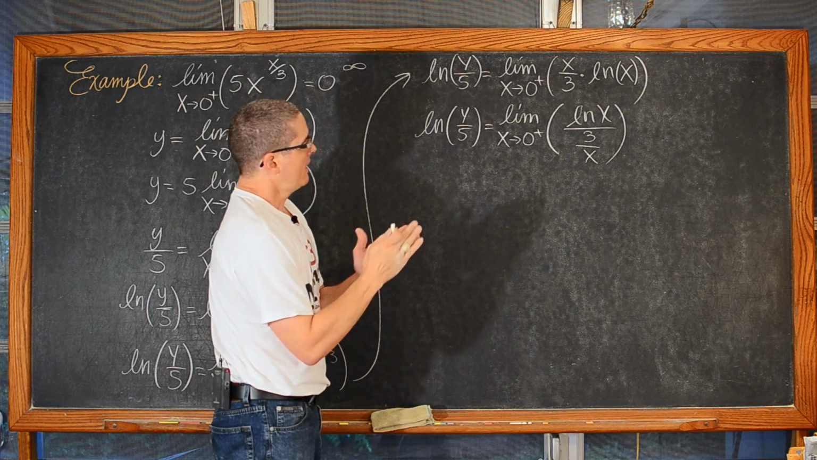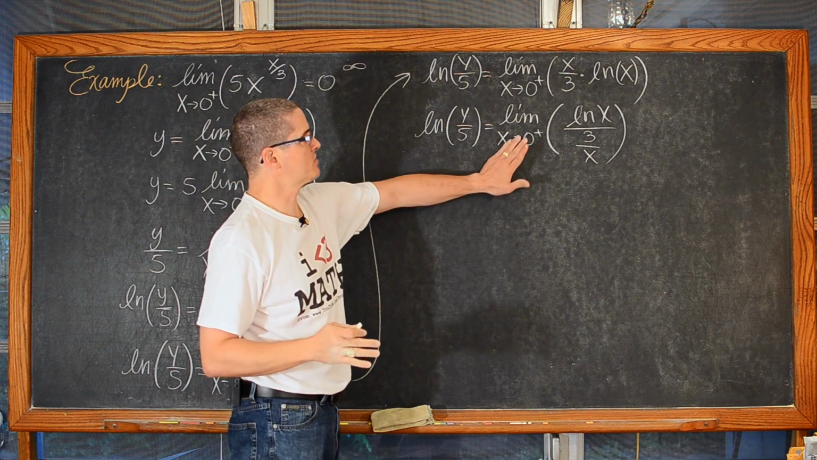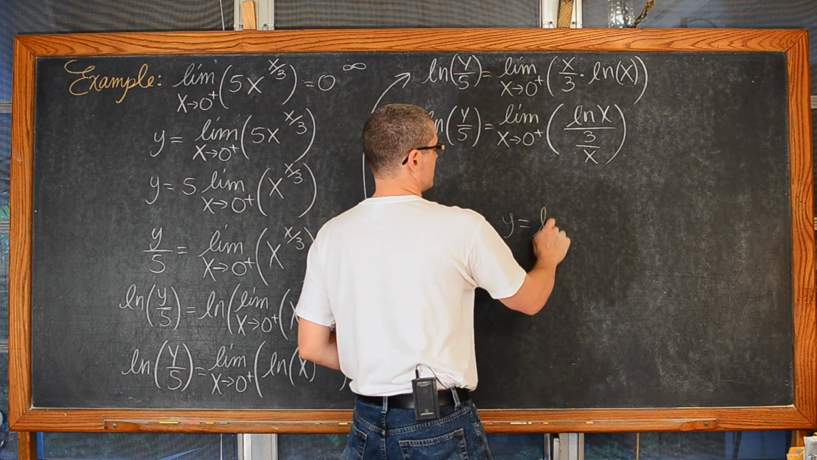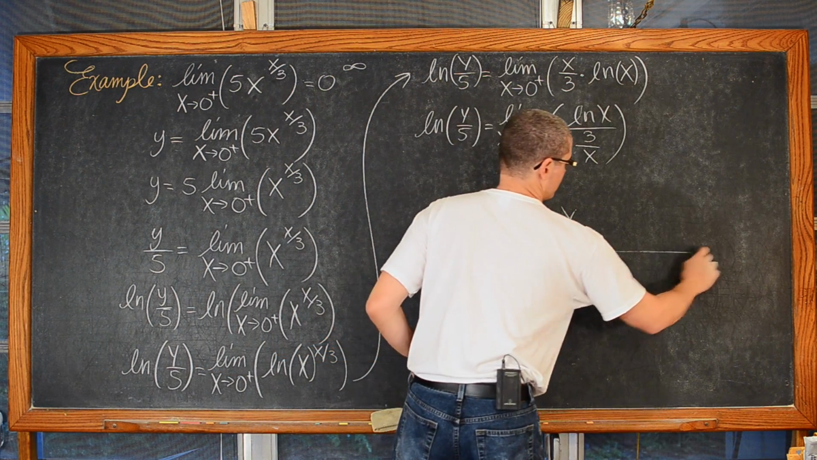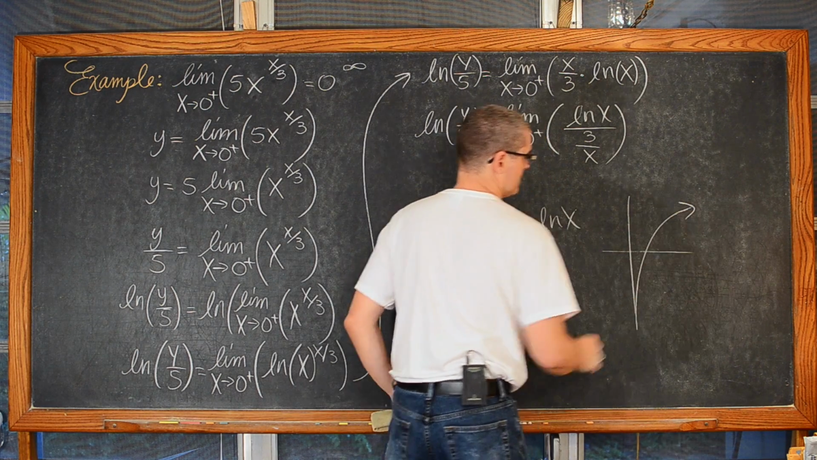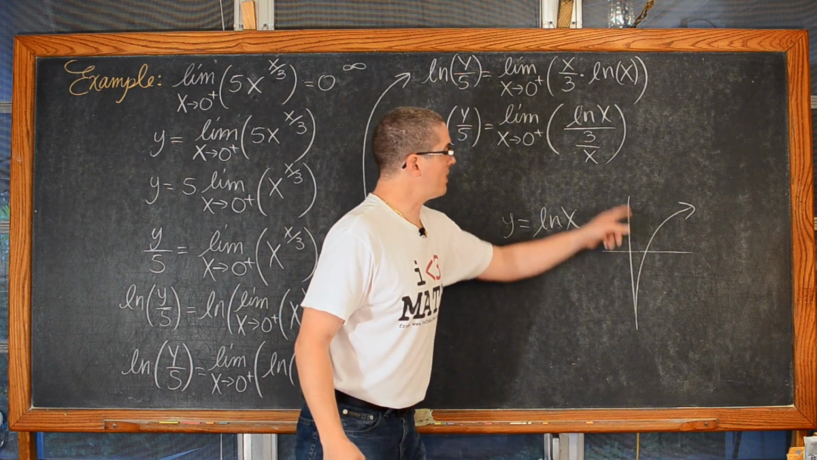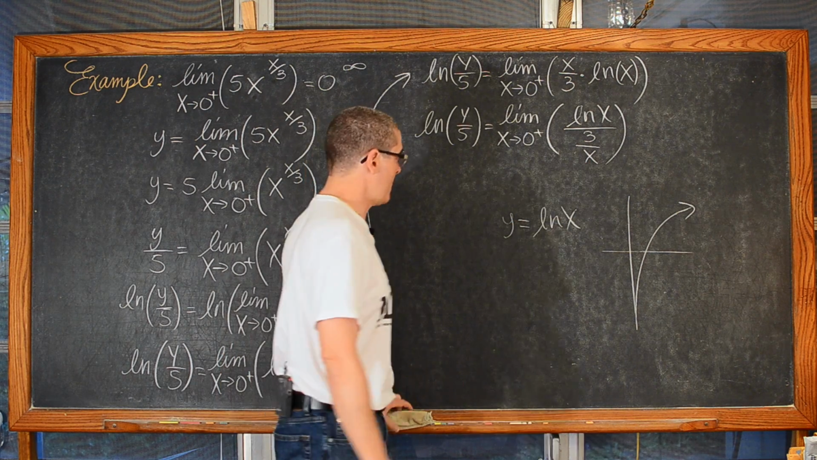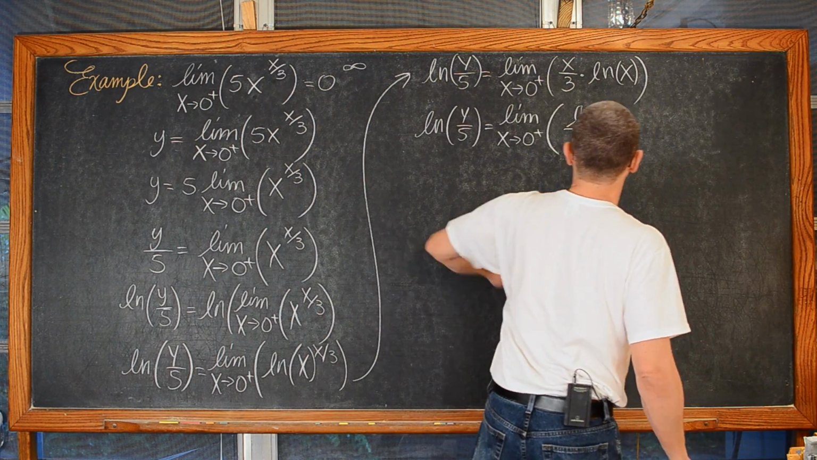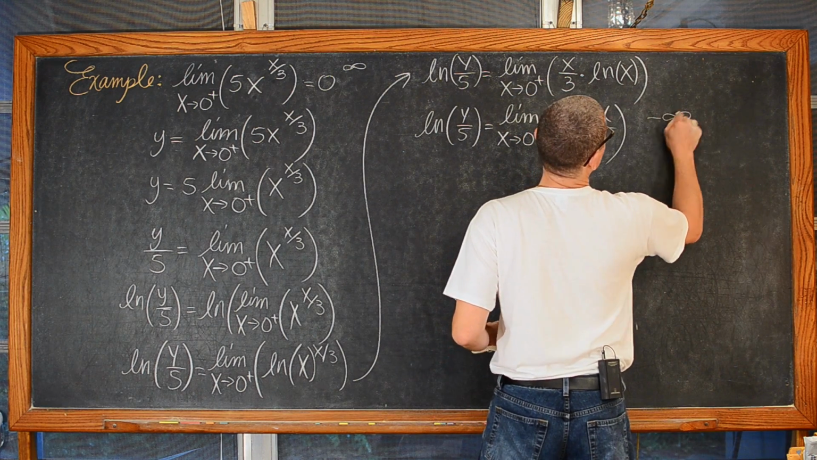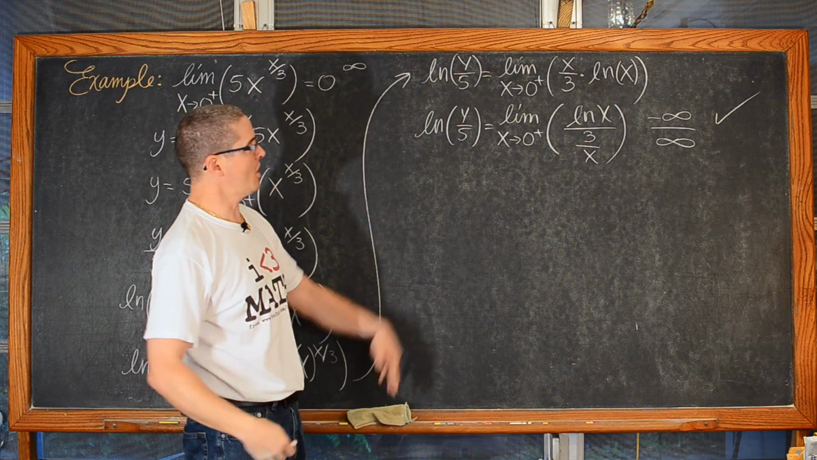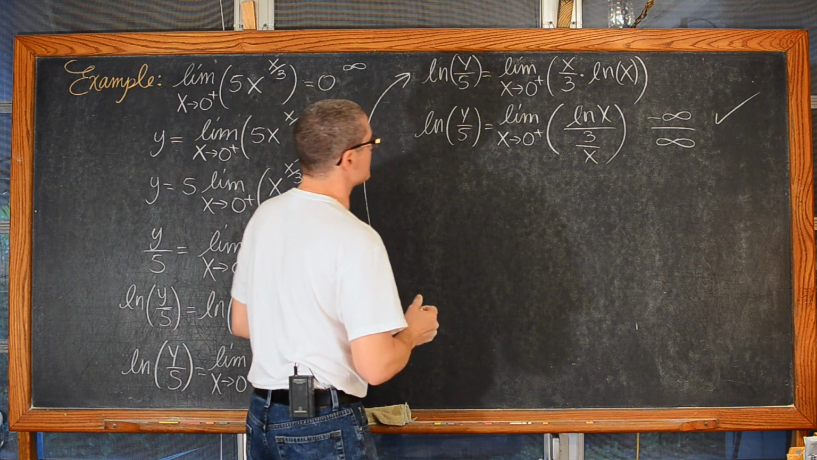Now, as we let x approach 0 from the right, remembering that y equals the natural log of x, that graph looks something like this. As you approach 0 from the right, that's going to go to negative infinity, and this is going to go to positive infinity, which is an indeterminate form where we can use L'Hopital's rule. So, come on, Mr. L'Hopital.